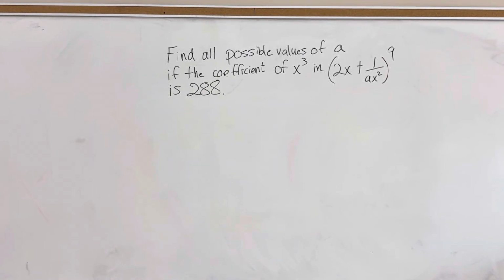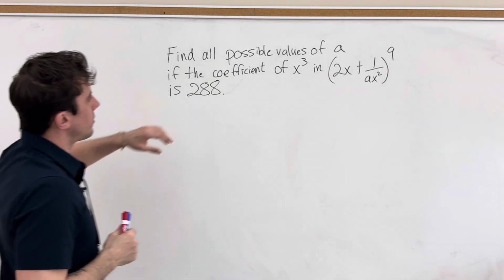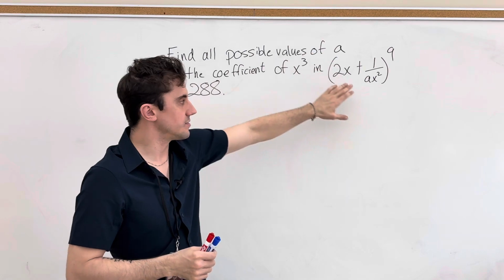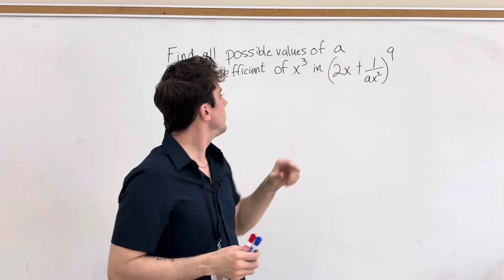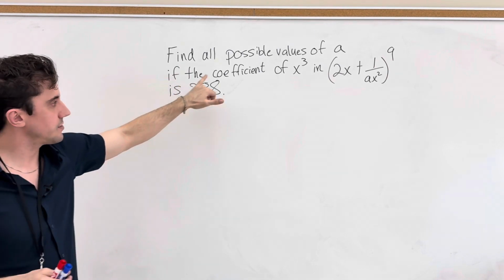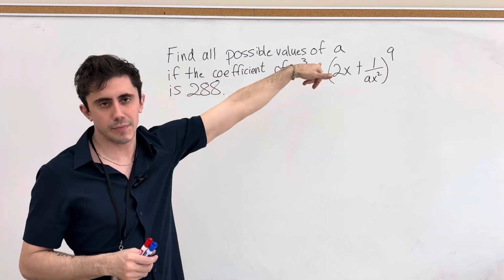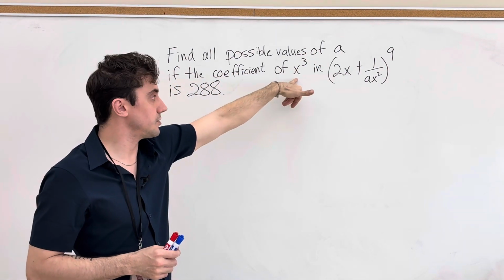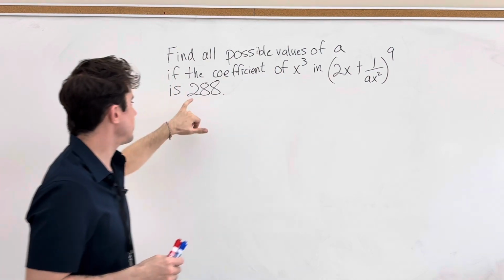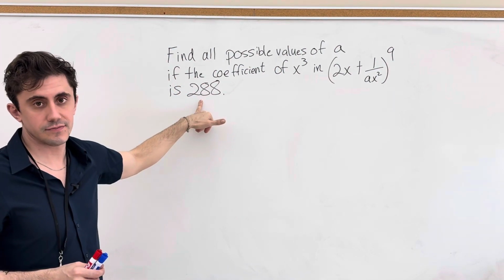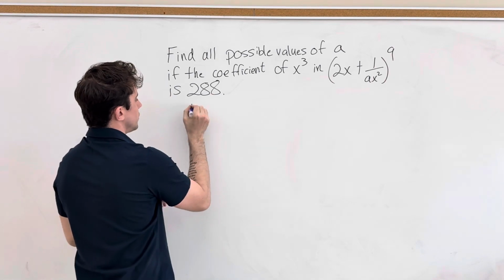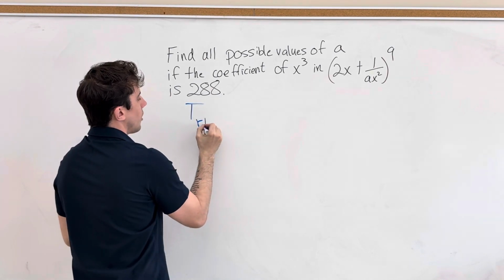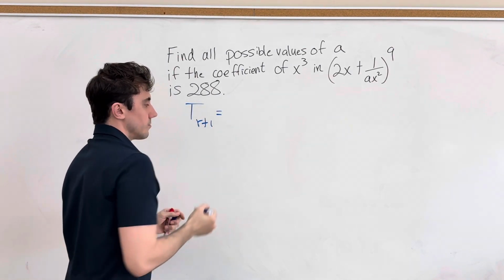Everyone, today we're going to do a problem where we are asked to find all possible values of a. A is found in the denominator of this binomial expansion, if the coefficient of the term in that binomial expansion of x cubed is exactly 288. Okay? So first off, let's write down our general formula for the r plus 1 term.